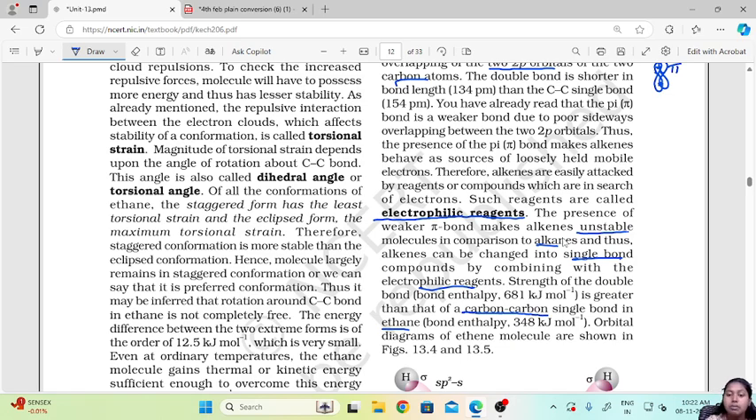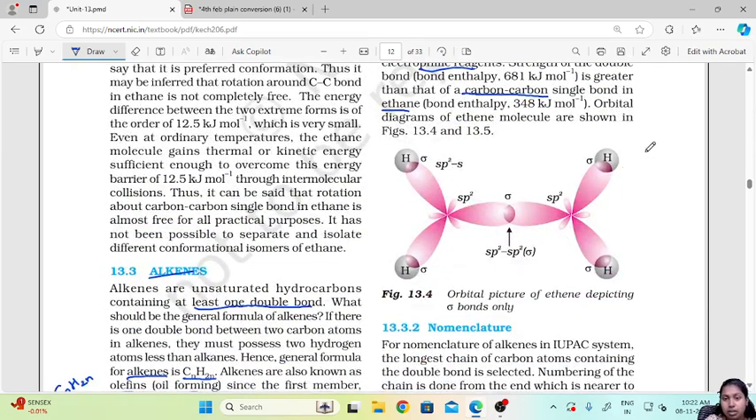Now, orbital diagrams for the ethene molecule. This is the orbital diagram for the ethene molecule. Now, the orbital picture of ethene depicting sigma bonds only. So here they have only depicted the sigma bonds, no pi bonds are shown.